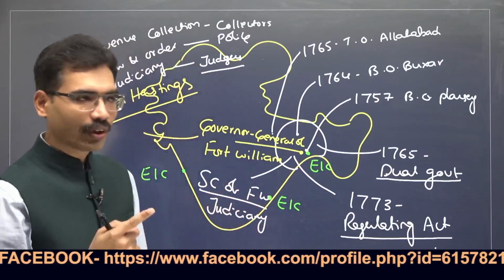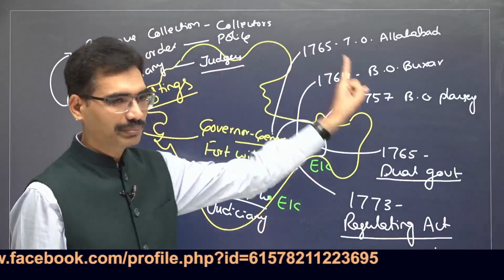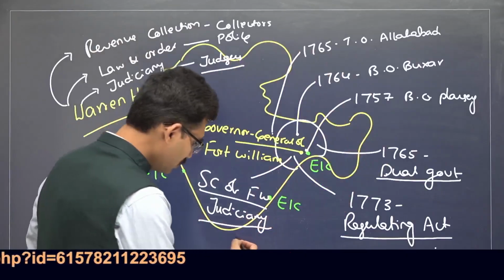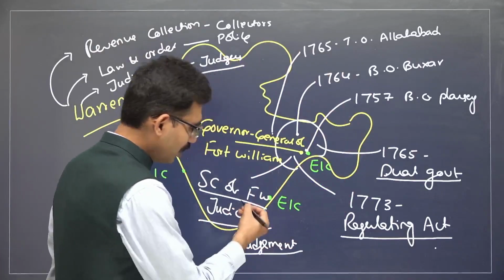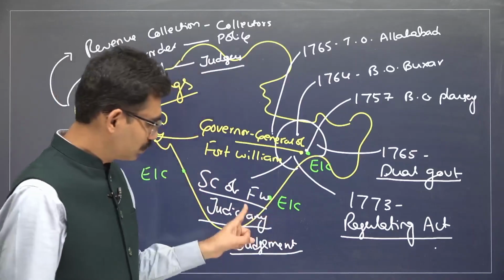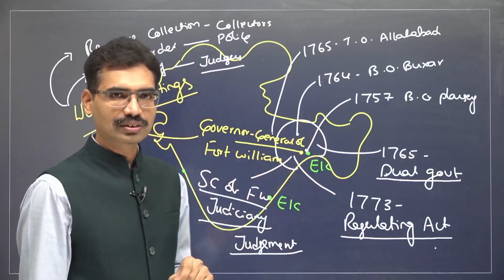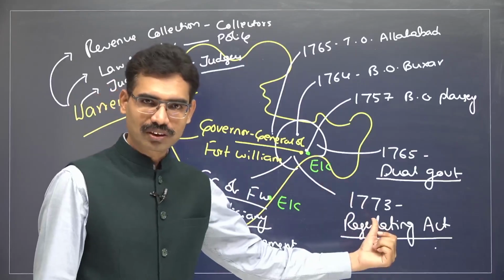Now, do you see how socio-religious reforms are coming because of this kind of administrative setup? Now, when the judiciary is talking about judgments, what should be the role of this judiciary? Should it deal with only British subjects or Indians also? The moment Indians come in, Hindus are also there, Muslims are also there.